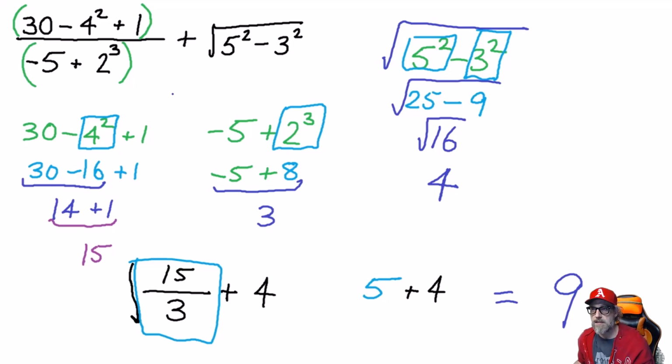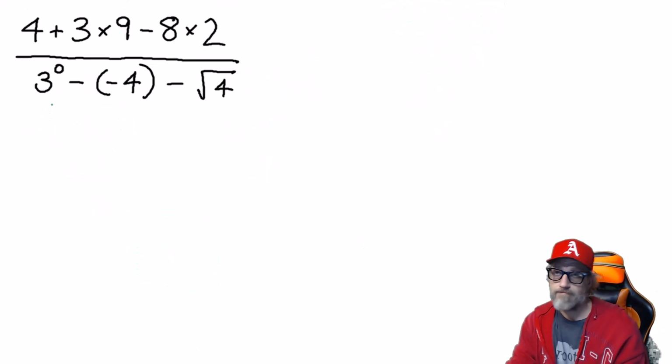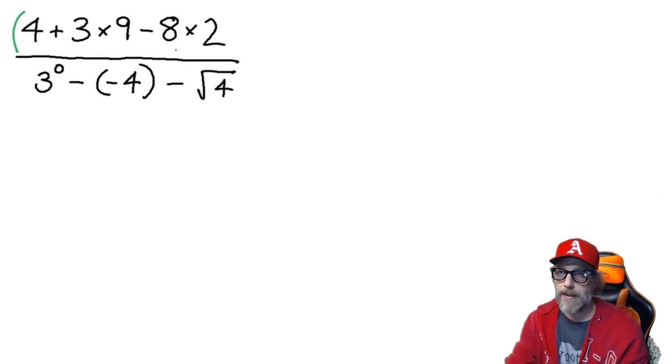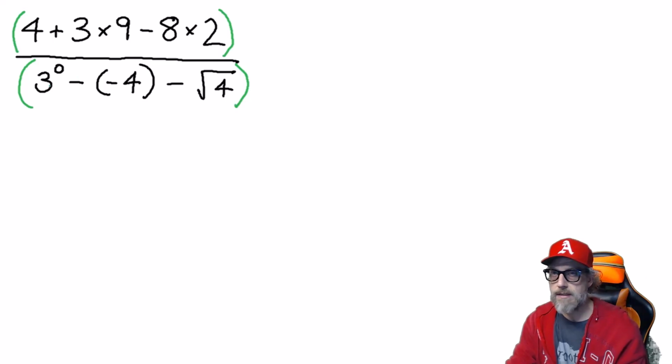Let's go for this next example. How does it look? I don't know, not great, but it's doable. There's a group in the numerator and a group in the denominator, which has a weird appearance to me, but let's just take it one step at a time. And let's start with the numerator.